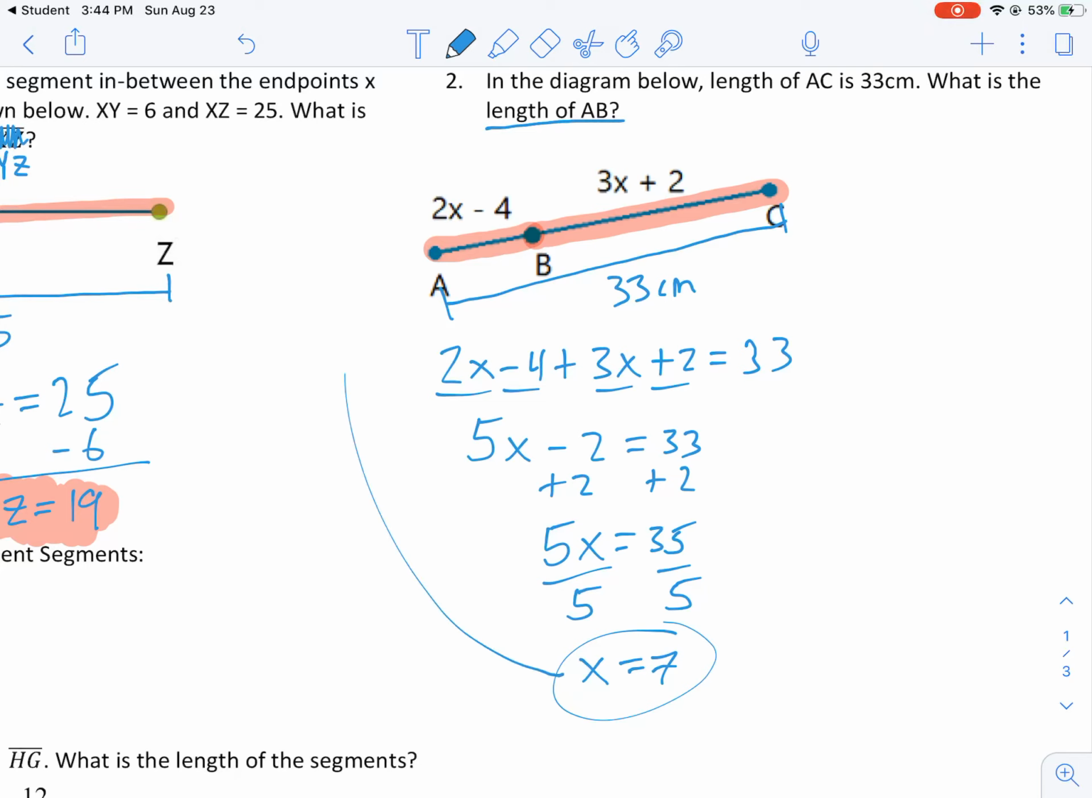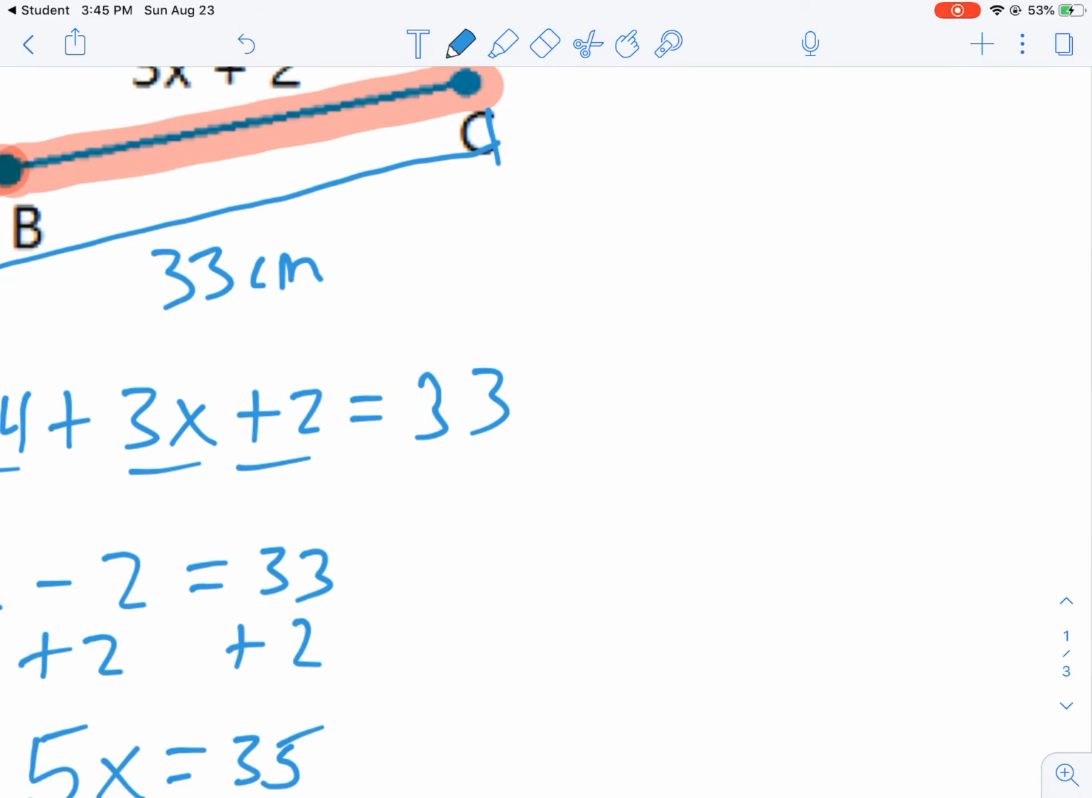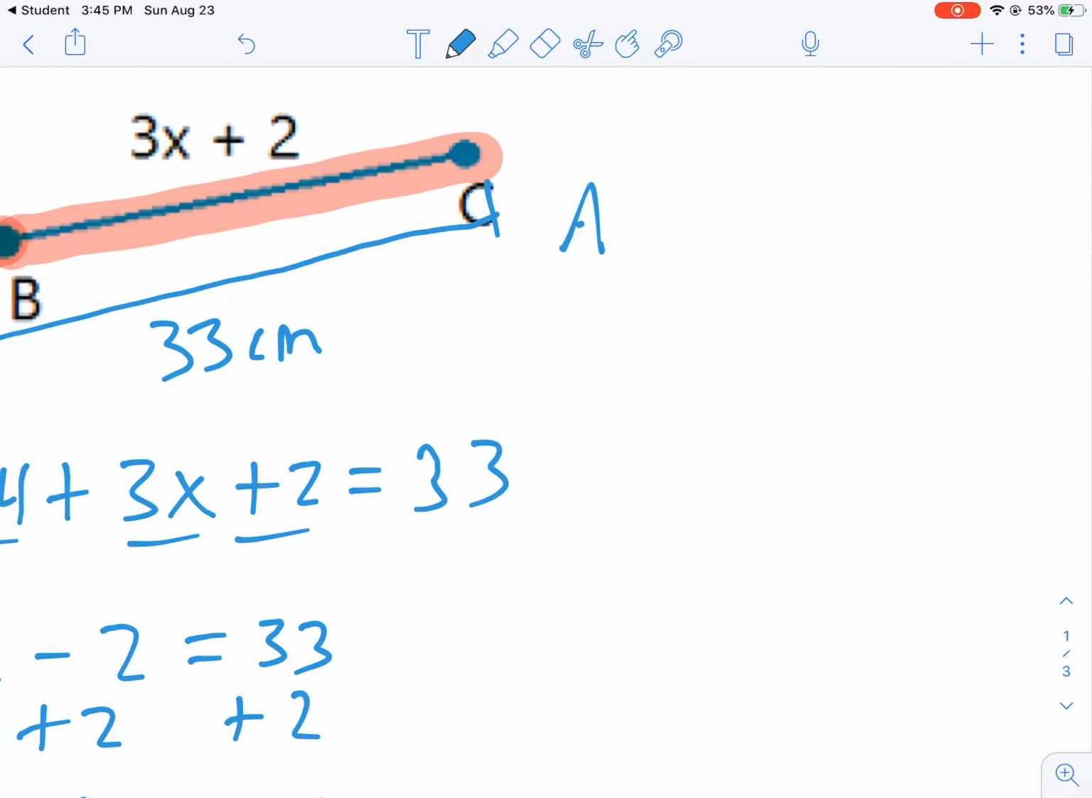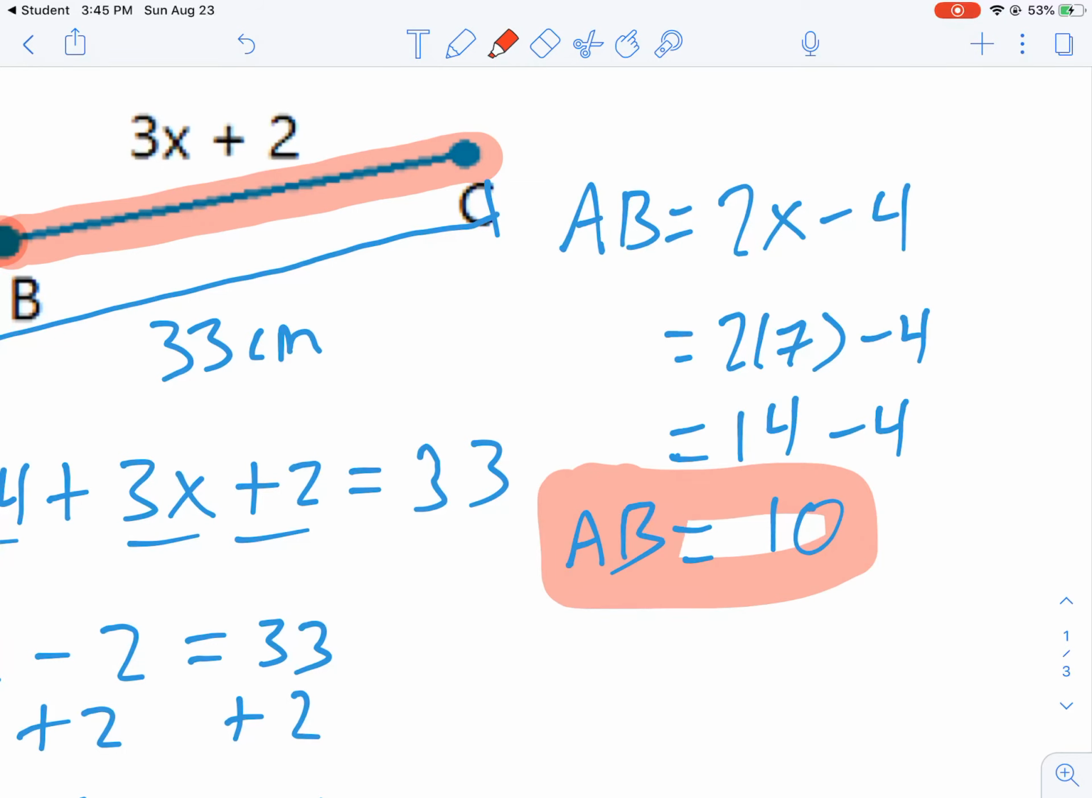Now we have to take that and plug that back into the AB length, which is 2x minus 4. So we know that AB equals 2x minus 4. We now know that x equals 7, so we're going to substitute that. 2 times 7 is 14. 14 minus 4 is 10. So AB equals 10. And now we're done.